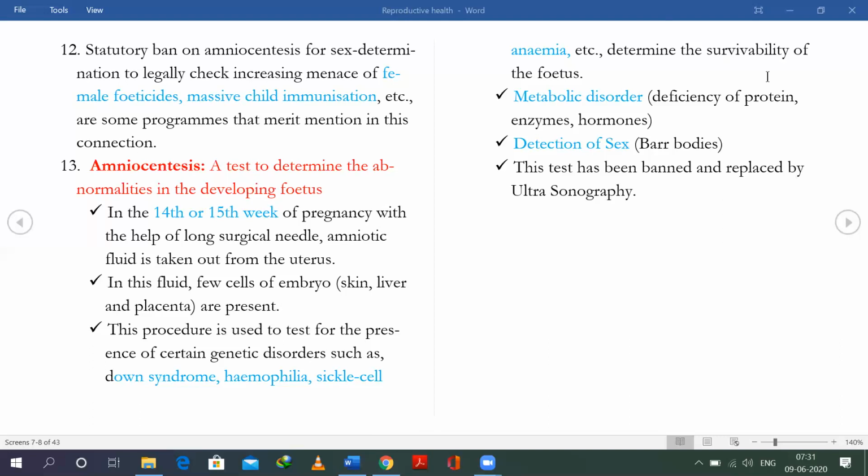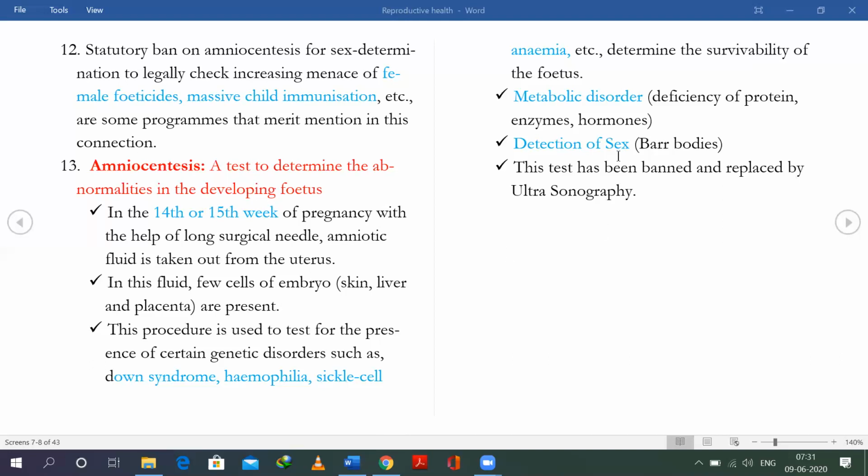Based on the call and guidance of the doctor, the couples can take a decision regarding whether to continue or terminate the pregnancy. To terminate the pregnancy, we have the medical termination of pregnancy. Under the recommendation of the doctors, a pregnancy can be terminated in a situation where the survivability of the fetus is low, and she may not have the fruitful life that is expected. That is the importance of this amniocentesis test.